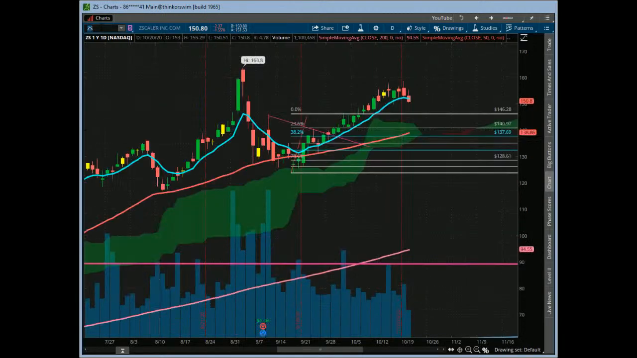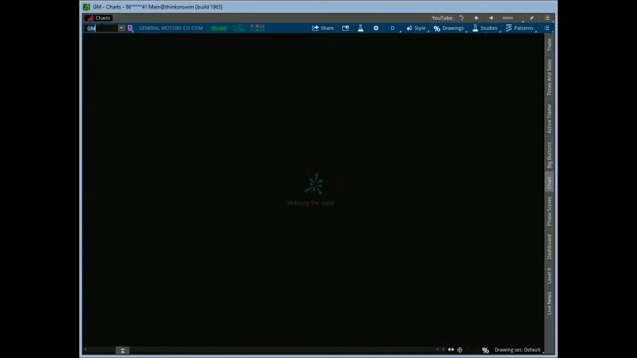ZS hanging in there, right? It finally closed below the ADMA, so not a bad place to get out of it. So could see some downside movement. GM, yep, looking good on the EV news.